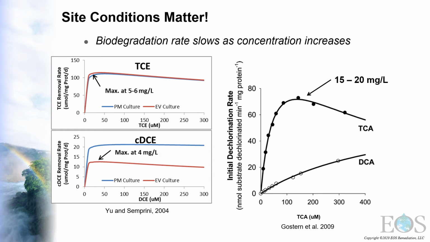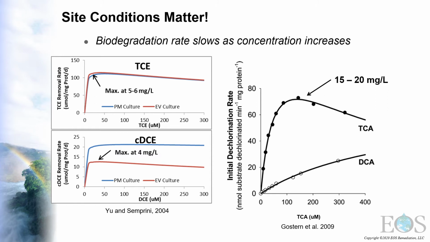So your site conditions matter. To get good biodegradation, you must make sure that your concentrations aren't too high. What we can see here in both these data sets, for both TCE and TCA, is that there is kind of an upper limit for degradation efficiency with concentration. So for TCE, if our concentration gets above, say, 5 or 6 milligrams per liter, it's not that you don't get degradation. It's just that your efficiency of degradation starts to slow down.